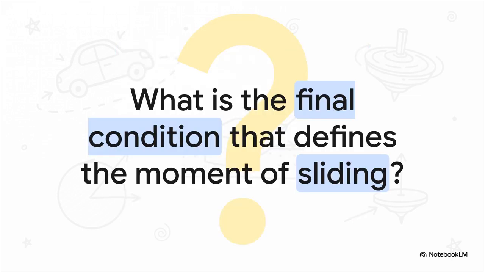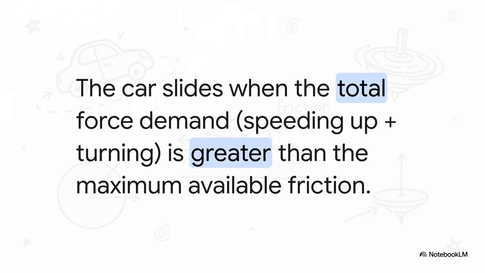This brings us right back to the main event. We know friction has a limit. We know the car needs force to speed up, and it needs force to turn. So what is the exact physical condition that tells us, okay, now it's going to slide? And here it is. The slide happens when the total demand for force is bigger than the supply from friction.